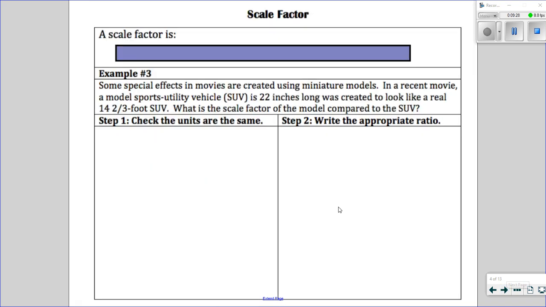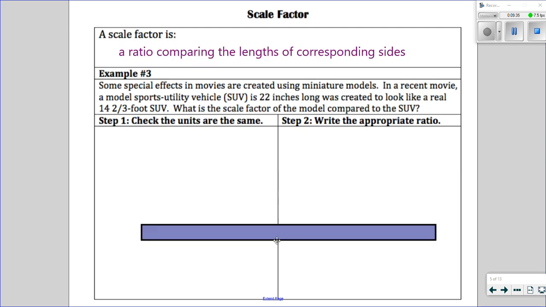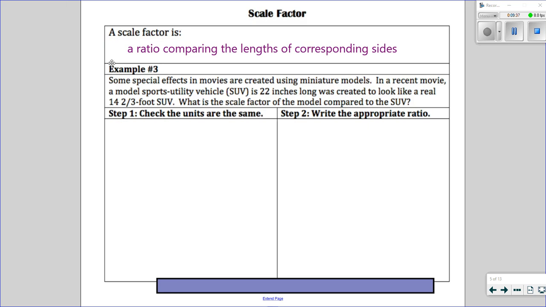All right, let's go on to the next one. Scale factor. You heard me use the word scale factor. Basically, scale factor is a ratio comparing the lengths of corresponding sides. Whatever shape you may have, a shape that has 3 sides, 4 sides, 5, you're comparing the size, the dimension of one shape to the other shape, and seeing if it has a consistent pattern with all the sides. So that is what scale factor deals with.